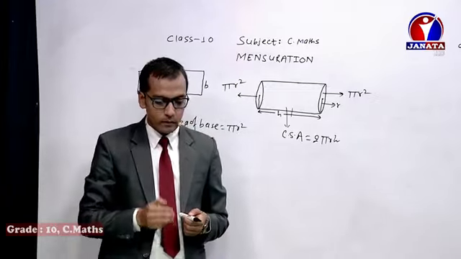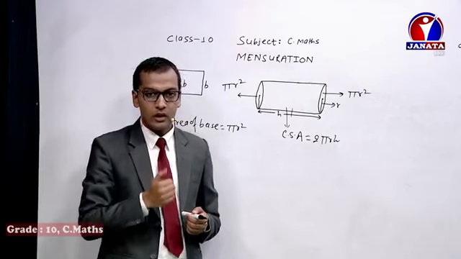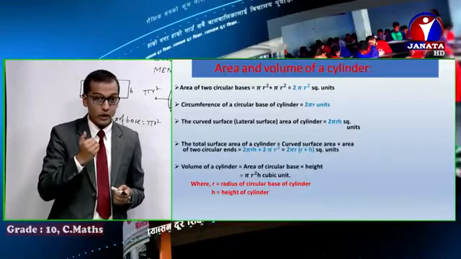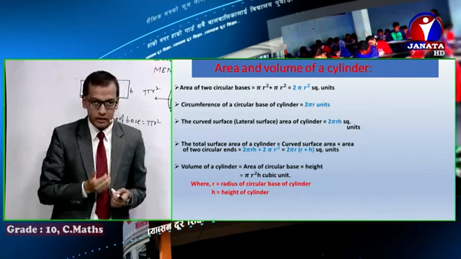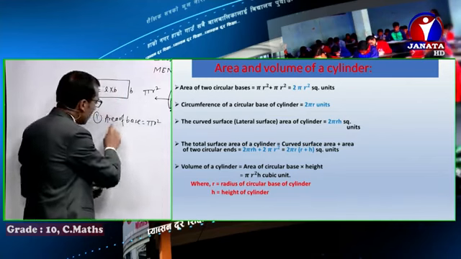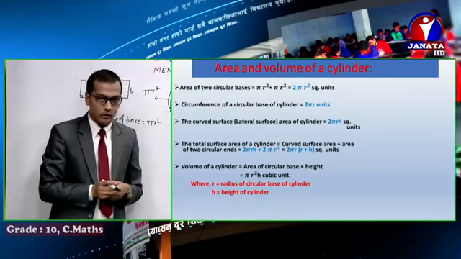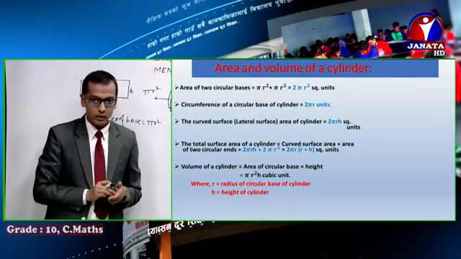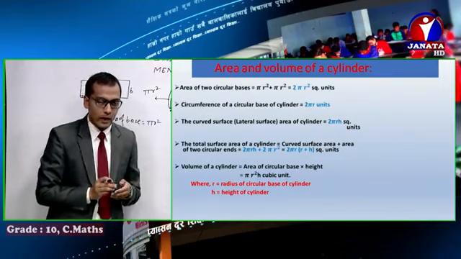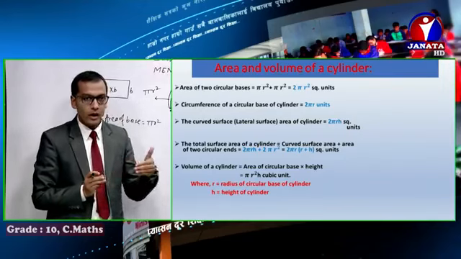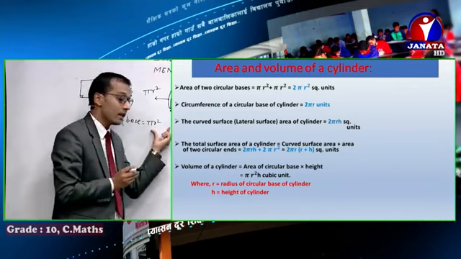We can see on the slide. I'm going to write or derive similar formulas here, the same formulas here. Area of base pi r square. Area of one of the bases is pi r square. So if we are asked to find the area of the base of a cylinder, we use this formula, pi r square.